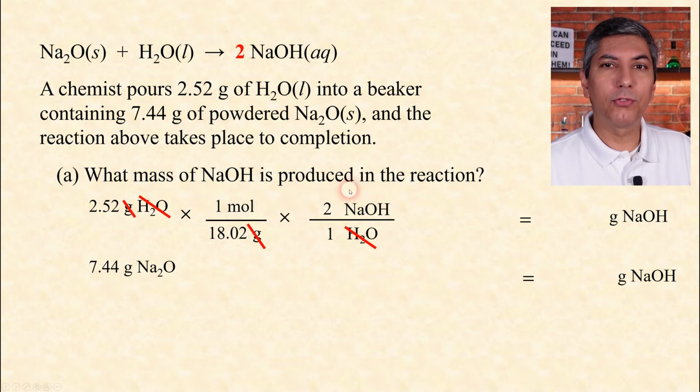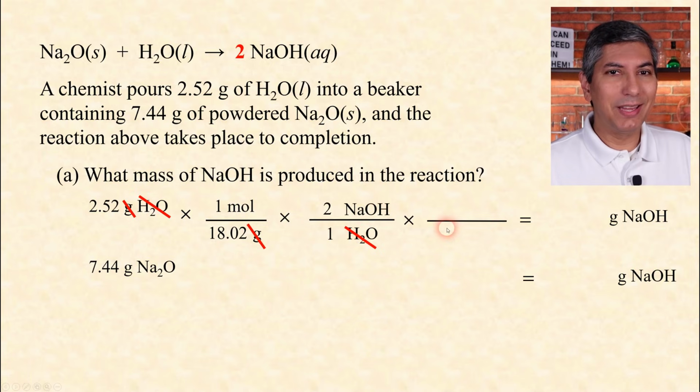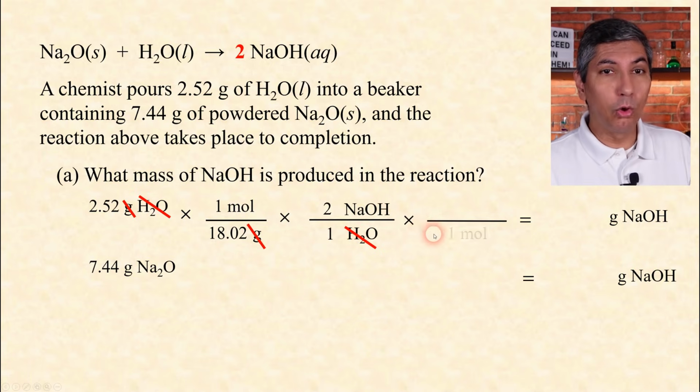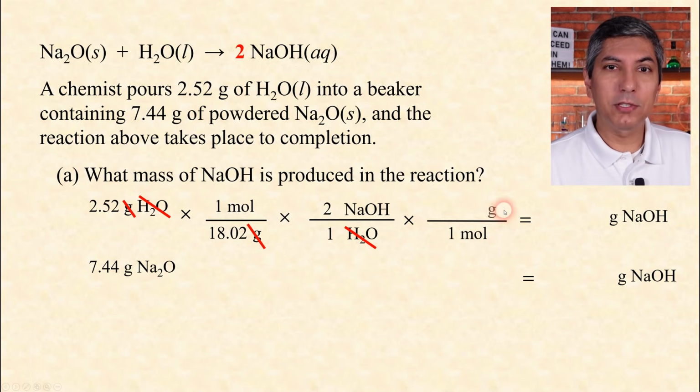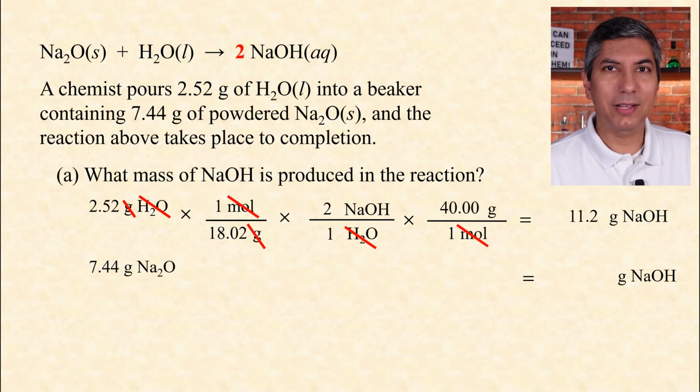We're in moles of sodium hydroxide, but we want to be in grams. So step 3 is convert to final unit, which is grams. Moles need to go on bottom, and grams go on top. We consult the periodic table and see there are 40 grams in 1 mole of sodium hydroxide. Moles cancel, and our answer is 11.2 grams of sodium hydroxide.